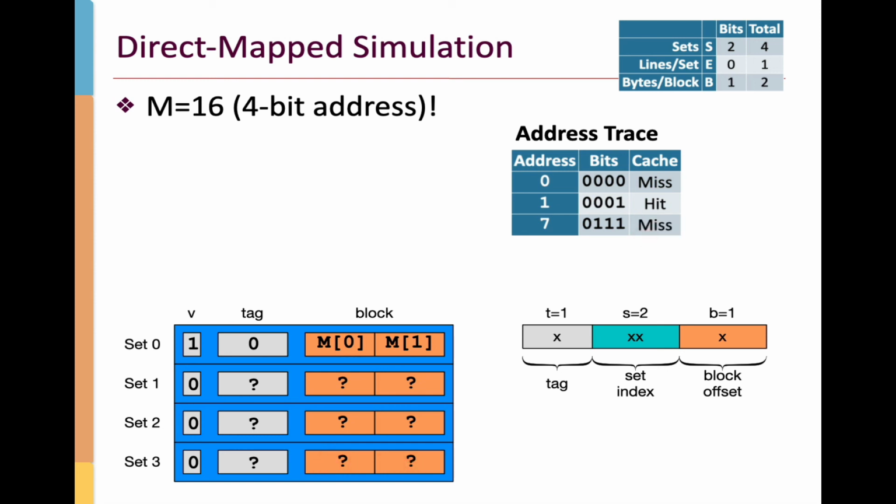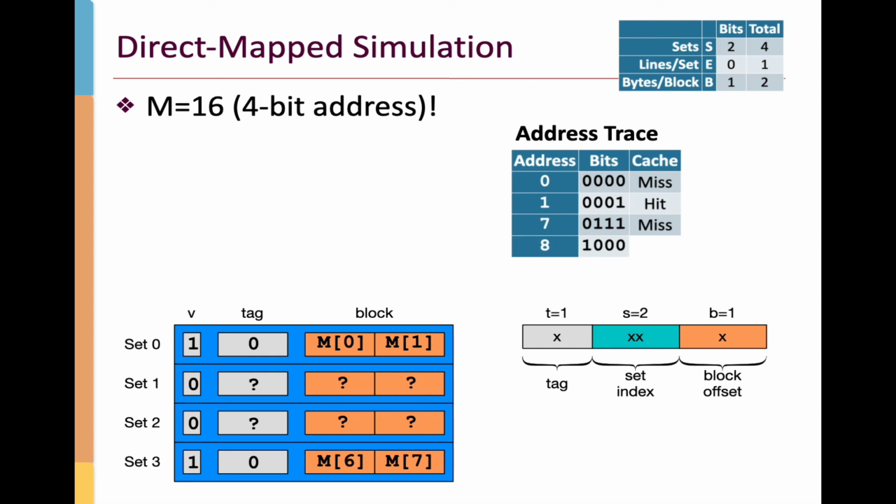Oh, there was the miss. Here's the values that were brought up. So it's going to grab address 7 and the corresponding byte at the adjacent memory location. It's going to set the tag to be 0, because the tag bit in this address is 0. And it's going to set the valid bit to be true.